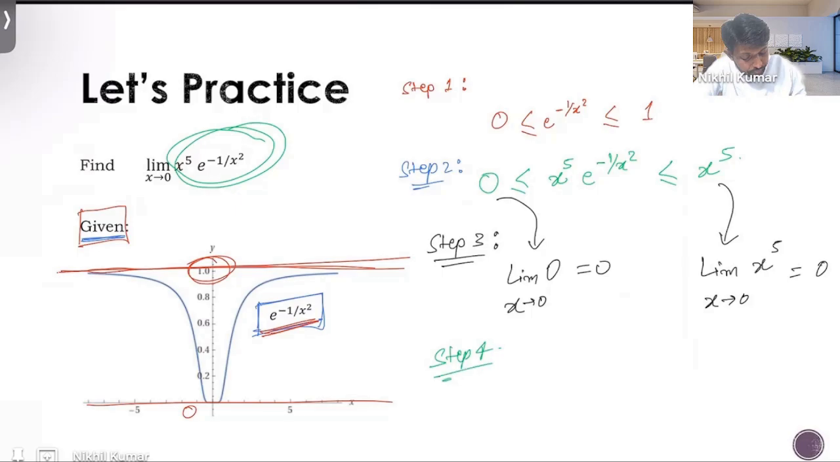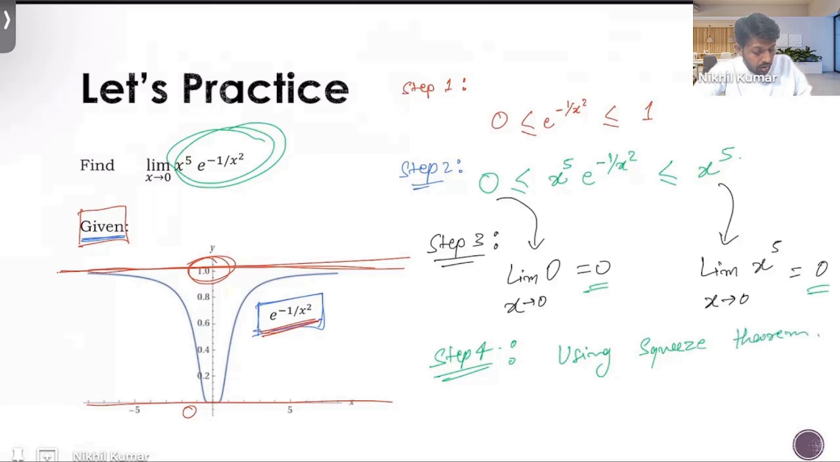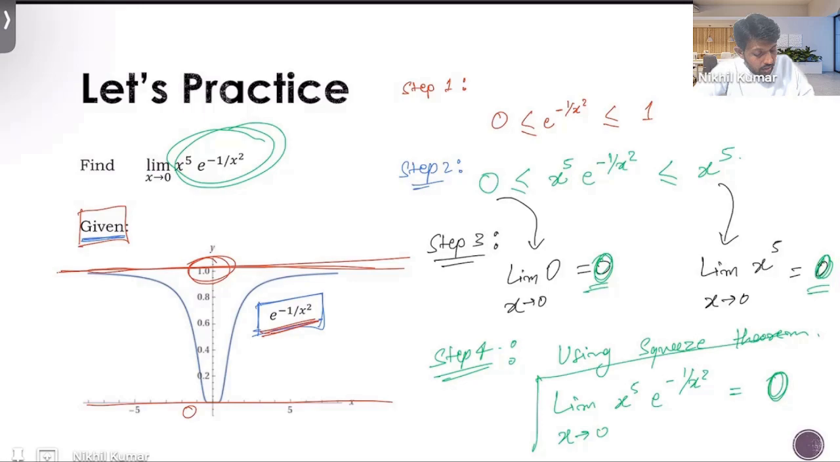Okay, let's proceed to step 4 now. We know the limit of the two bounding functions. You just say, using the squeeze theorem, x to the power 5 e to the power minus 1 upon x squared as x tends to 0 is going to be the same number, this number. Okay, that's our answer.